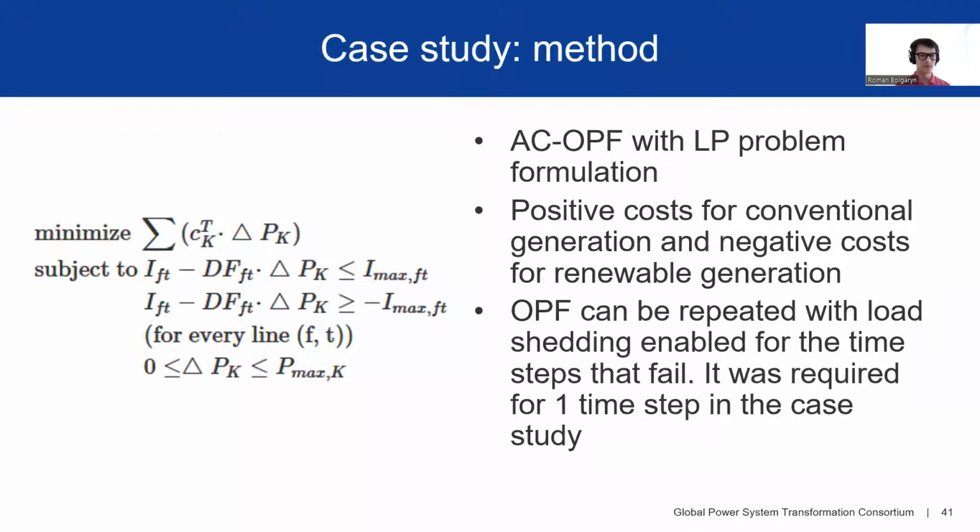And on the left, you see the mathematical formulation of the linear programming problem. The DF stands for the distribution factors. And the limits of the problem describe the requirements that lines are not loaded above the maximum current rating. And also we have a limit for the power change of every generator. And next slide, please.